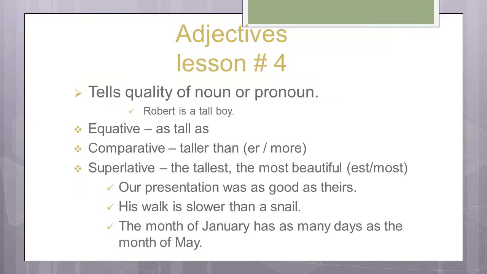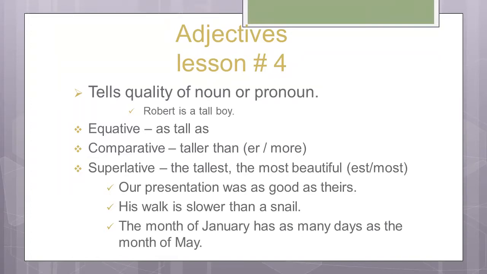Adjective is a word that tells the quality of a noun or a pronoun. Look at this sentence. Robert is a tall boy. In this sentence, Robert is noun, is auxiliary verb, a article, tall adjective, and boy is a noun. So tall boy, tall is adjective that is telling about the quality of the boy. That boy is tall. Adjective always comes before a noun.